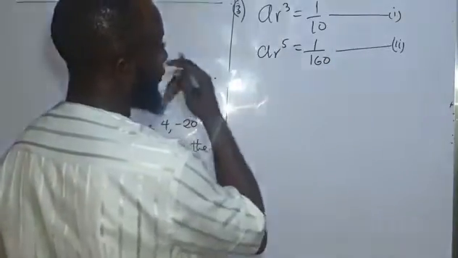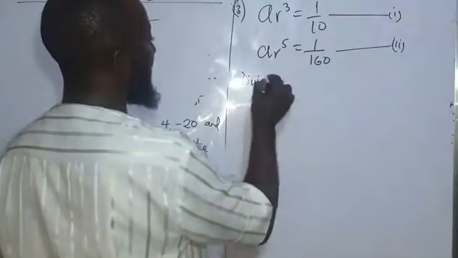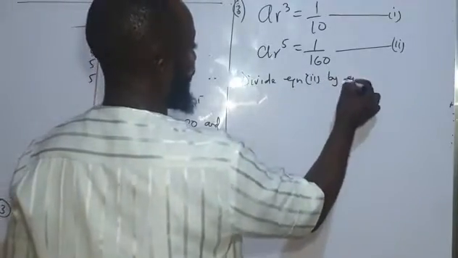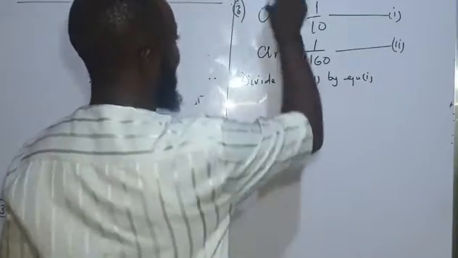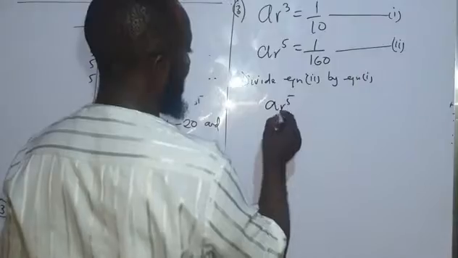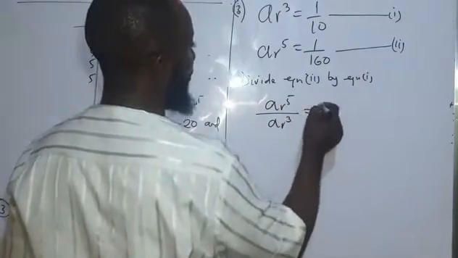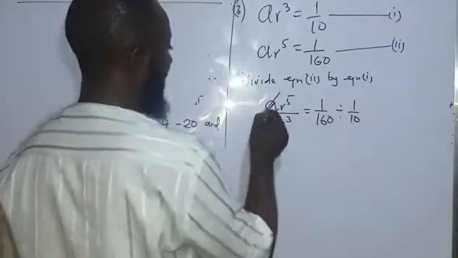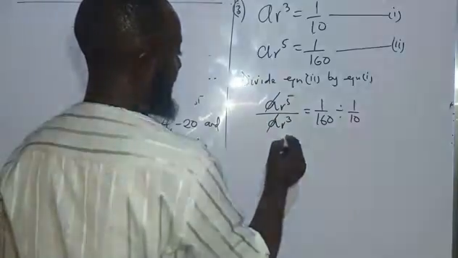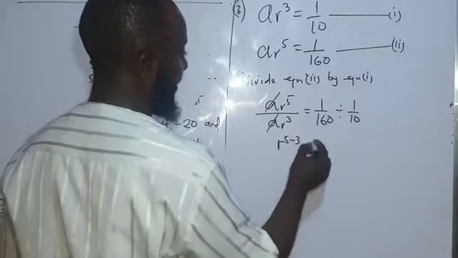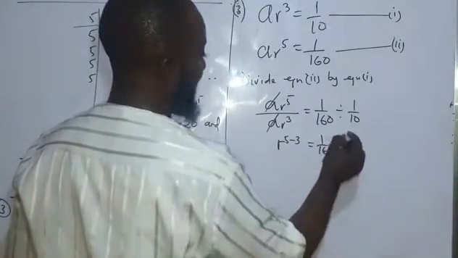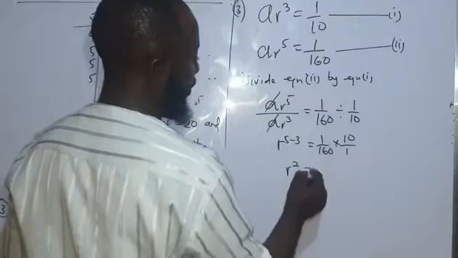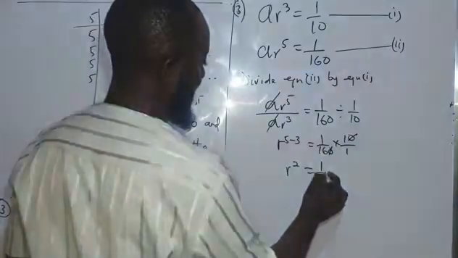So it's very straightforward. We can say divide equation 2 by equation 1. So that means this divided by this. That means a r raised power 5 divided by a r raised power 3 equals 1 over 160 divided by 1 all over 10. So a cancels a, then r raised power 5, because of division of indices, it will be minus 3, equals 1 over 160 times 10 over 1, right? So this will give us r raised power 2 equals, cancel 0, that is 1 all over 16. Are you with me?